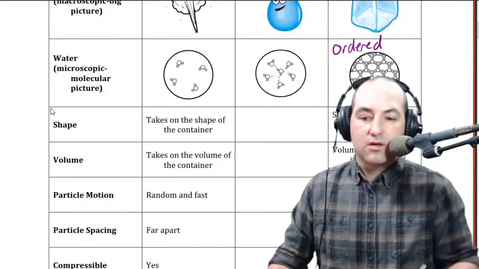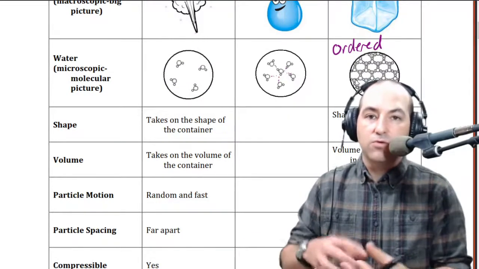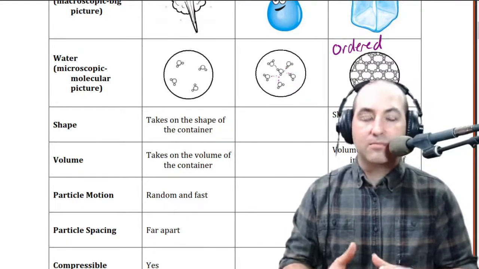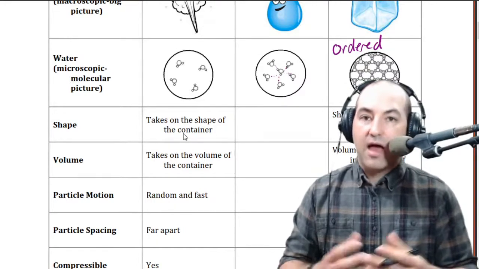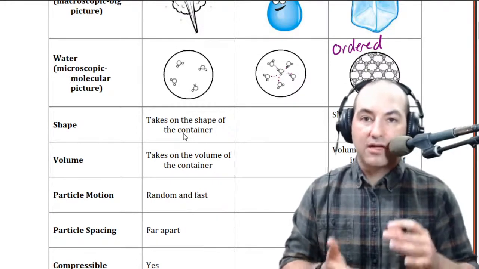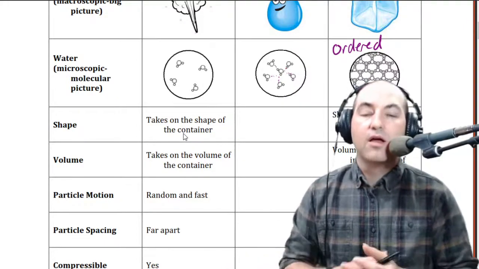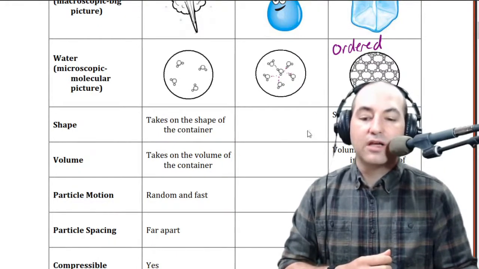So for instance, if you look at a solid, the shape is fixed. It doesn't matter what you do with that solid, where you put it, it's always going to have the same shape if it's a solid. Whereas a gas has no fixed shape. Whatever container it's in, whether it's a beaker or a balloon or whatever, it's going to take the shape of that container. So then where does liquid fit in here?